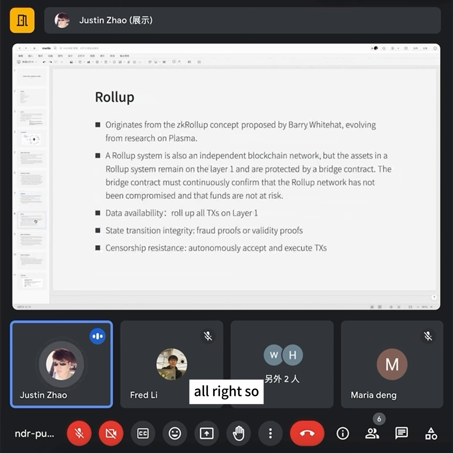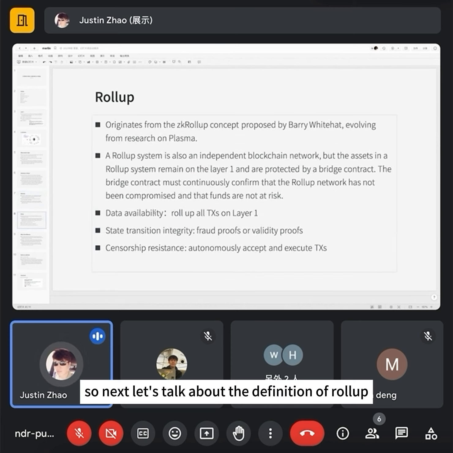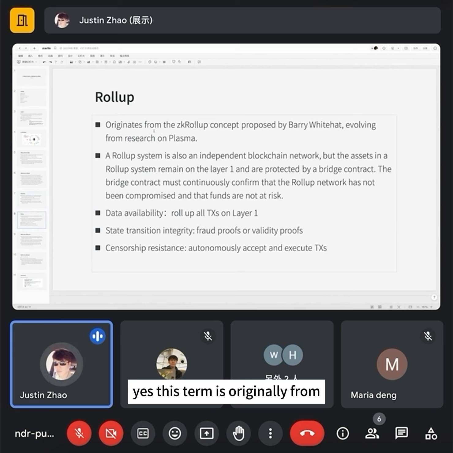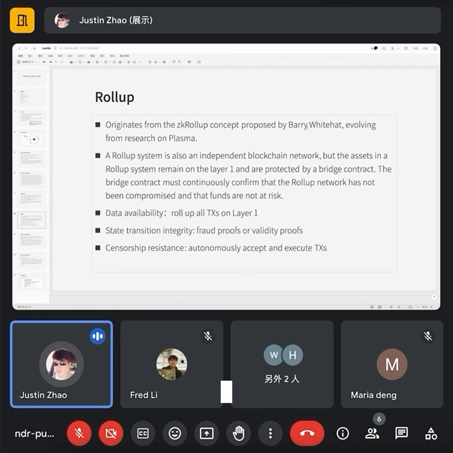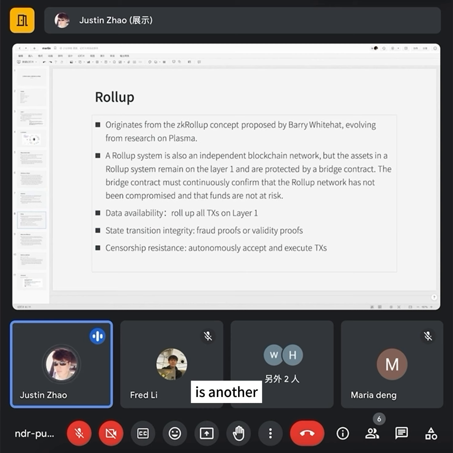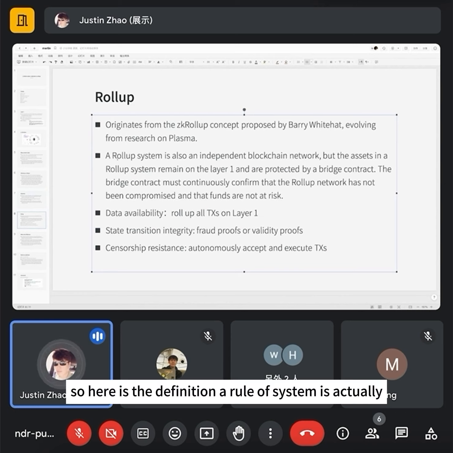All right, next let's talk about the definition of rollup. This term was originally proposed by Barry Whitehead, evolving from research on plasma. It's another technical stack of layer 2. So here is the definition.